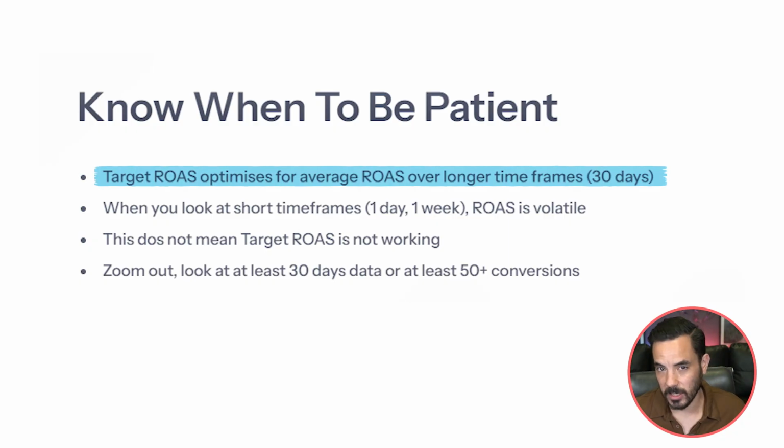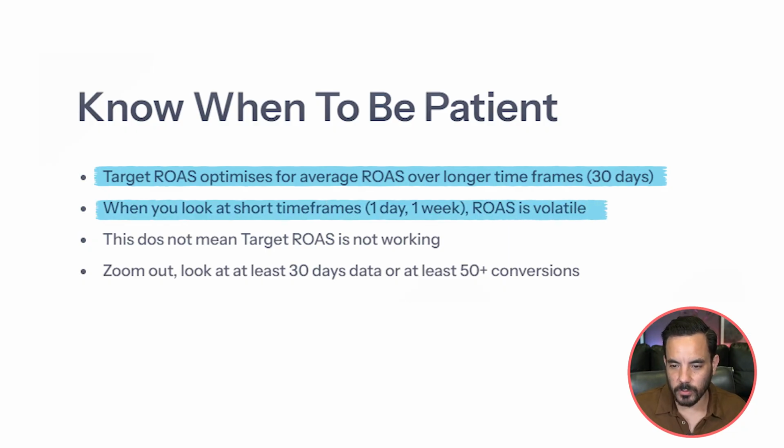Sometimes just looking at the past few days of data doesn't quite cut it. Oftentimes, if you're trying to judge whether target ROAS is working for you or not, you're going to need to look at 30 days of data, right? When you look at shorter time frames like 1 day or 1 week, the ROAS will be volatile. And when the ROAS is down, the system sees that and automatically optimizes to bring the ROAS up the next day or the next week and try and bring in your average ROAS over a 30-day period.